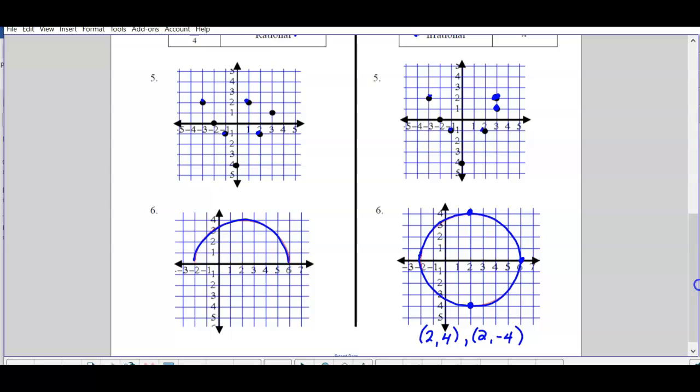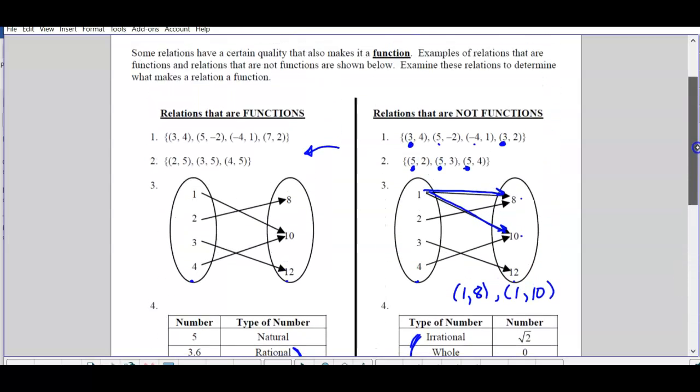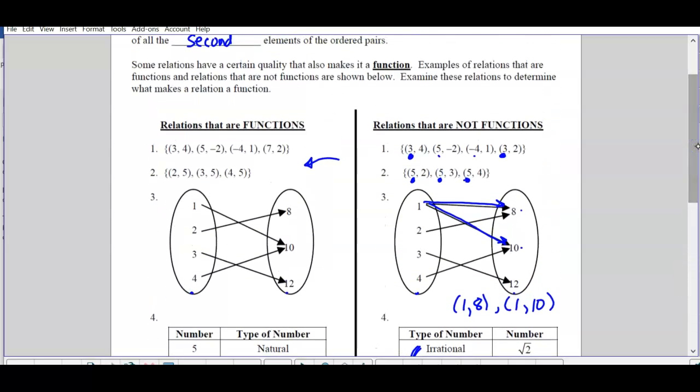At 6, there's just one point, and at negative 2, there's just one point. So if you look over in the left column, hopefully you can tell that for every x value that's on the graph or back in an ordered pair, like up here, there's only one y value. That means there's no repeated x's.